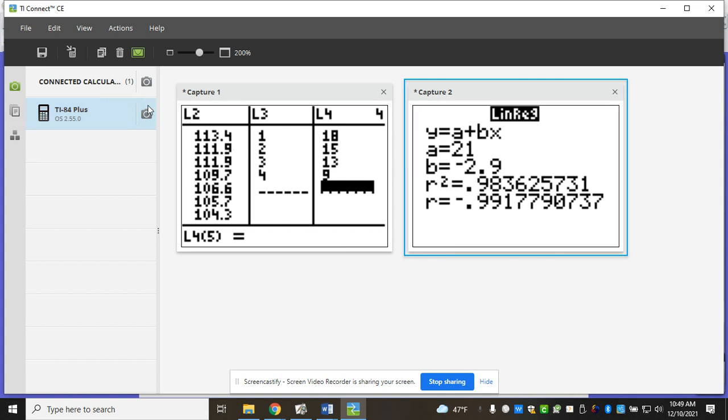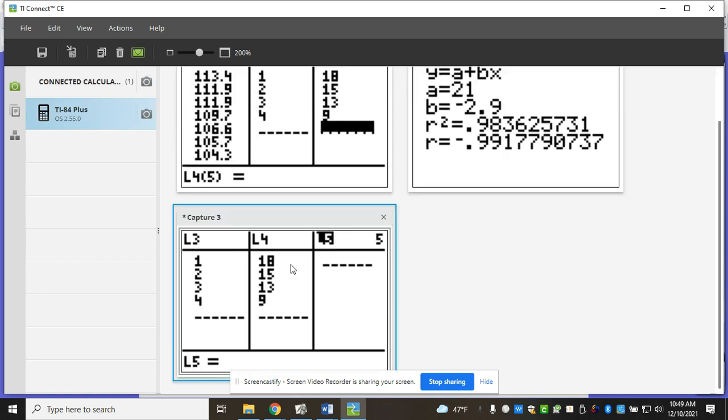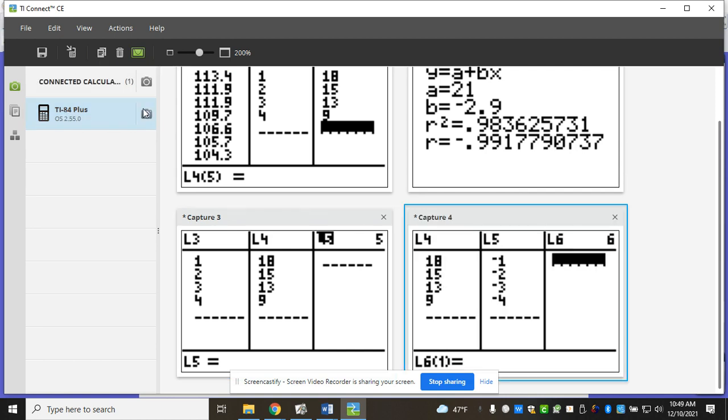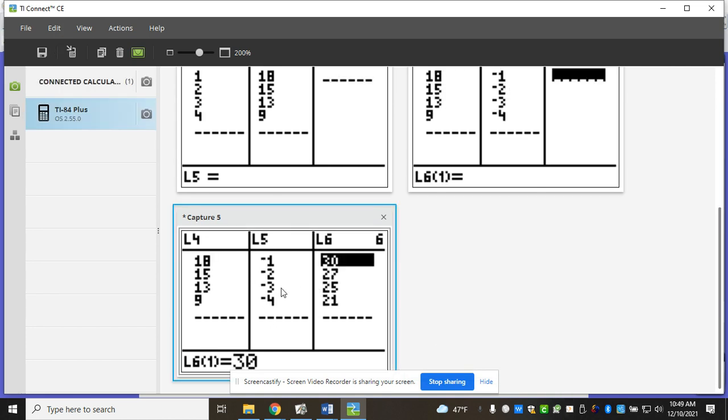So now I am going to use my calculator to go and change the things it just told me. In list 5, I want to switch the x's the way it told me to. So what am I going to put in list 5? Negative list 3. And then what am I going to put in list 6? List 4 plus 12. So I've got my new lists. This is the negative x's. These are my y's plus 12.